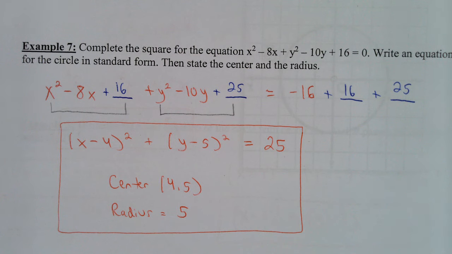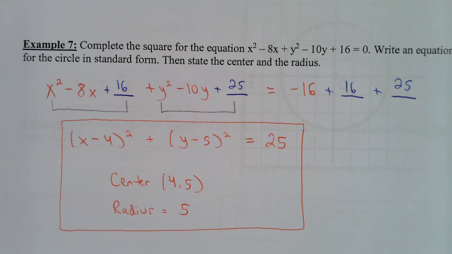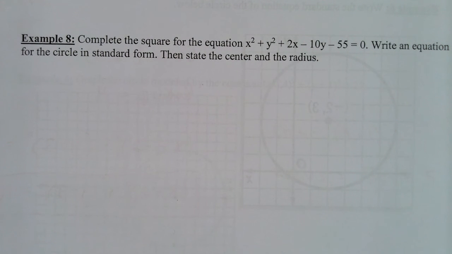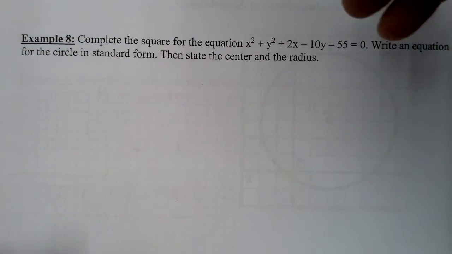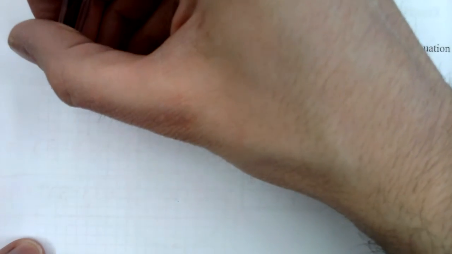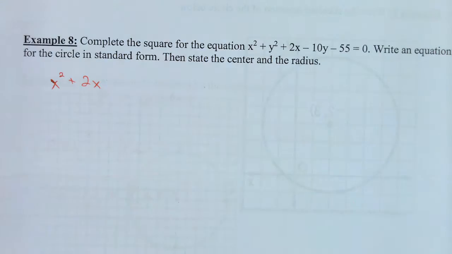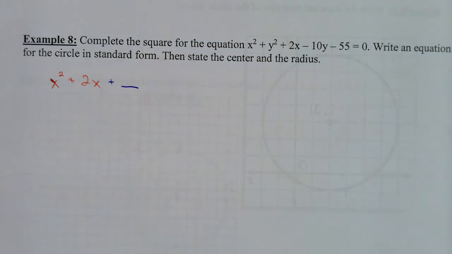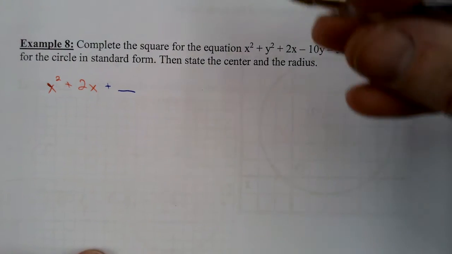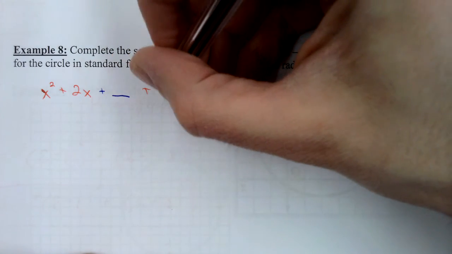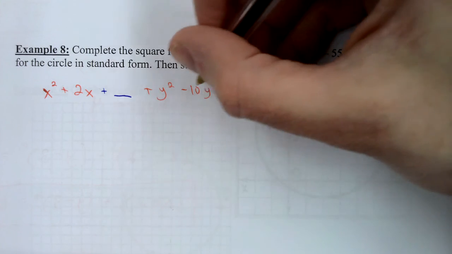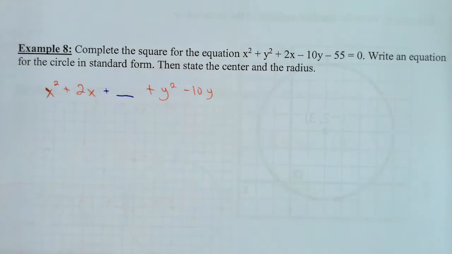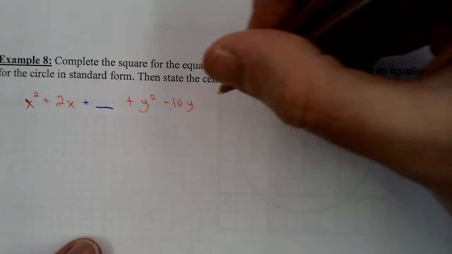Okay, let's do one more like that. You want to put the x's next to each other. So this time the x's are not next to each other, but let's write them next to each other. So x squared plus 2x. Put a plus blank right there, so we complete the square after. Then we'll put the y's next to each other. So y squared minus 10y. After the linear term, the y, you're going to put plus blank.